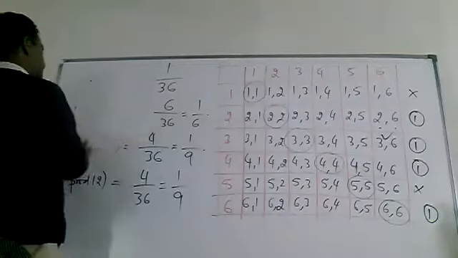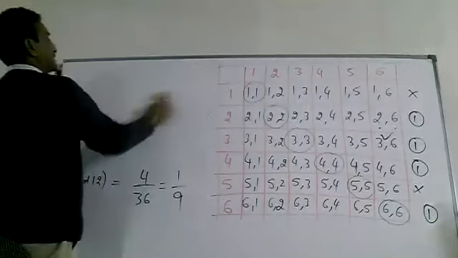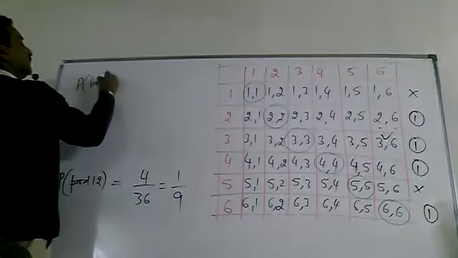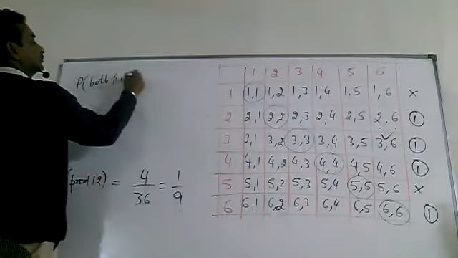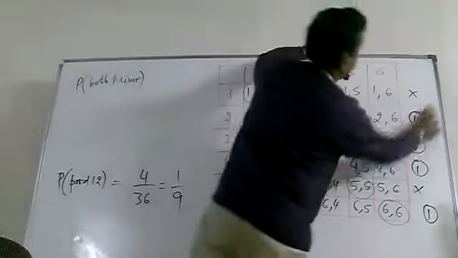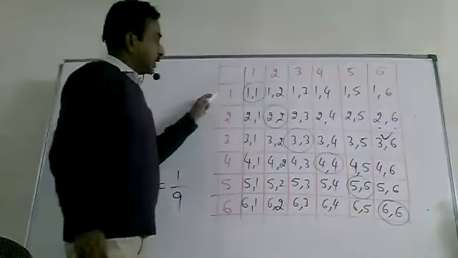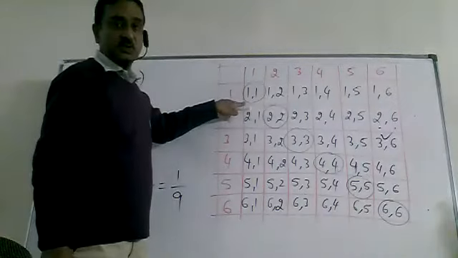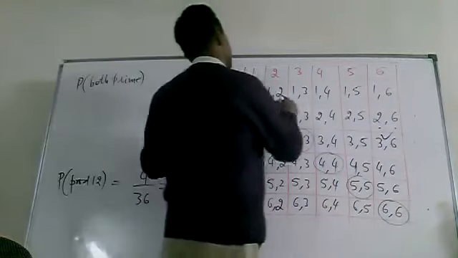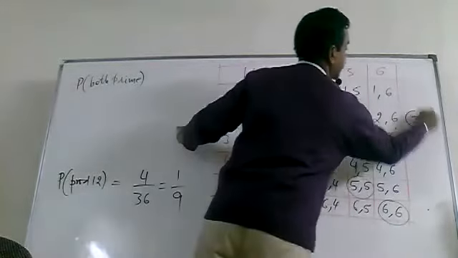So it is very important to make a grid of 6 by 6 in the case of throwing two dice simultaneously. Then you can find the answer to any question. For example, the probability that both the numbers on the top of the dice should be prime numbers. In the first row, it is not possible because one is neither prime nor composite. In the second row, 2 2 is an option, 2 3 is an option, and 2 5 is an option. So there are 3 cases.